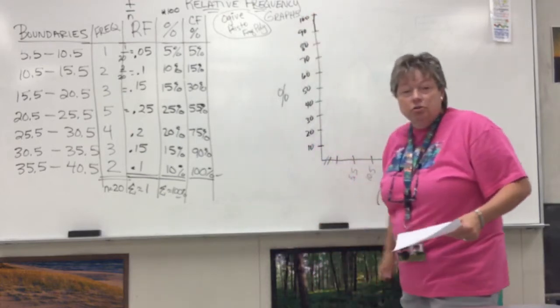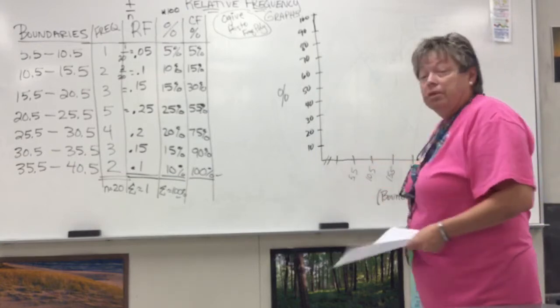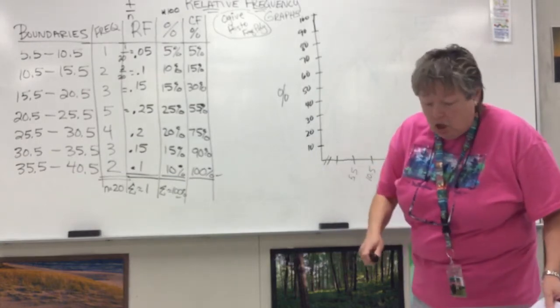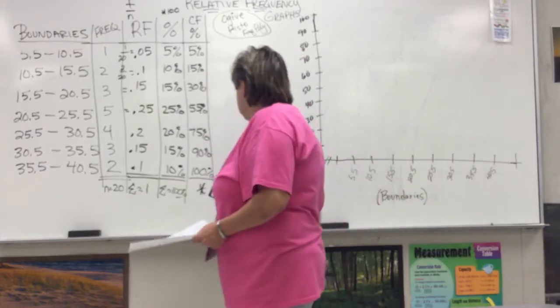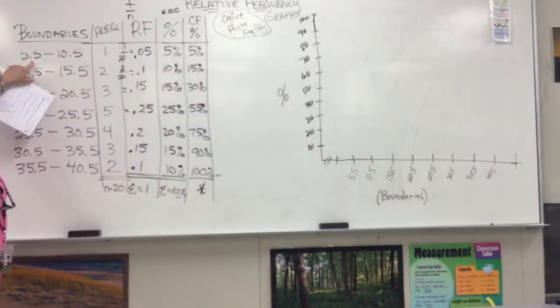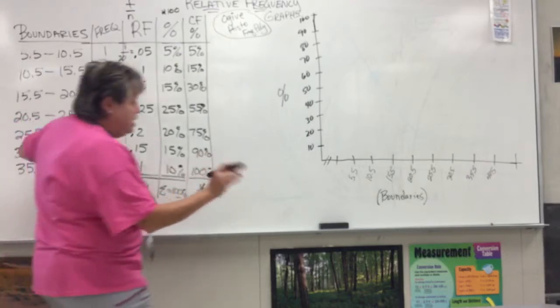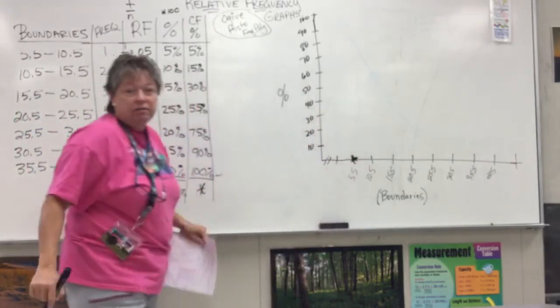Okay, so we place those percents up the y-axis. All right, so to start with an ogive first, okay? Ogive, we're going to plot this CF percent column, okay? So we will start at the beginning of this first interval. At 5.5, we've accumulated nothing. No data points have shown up. So my first point is there at 5.5.